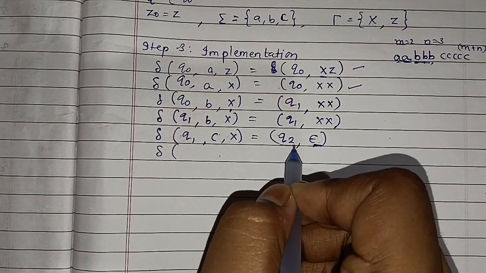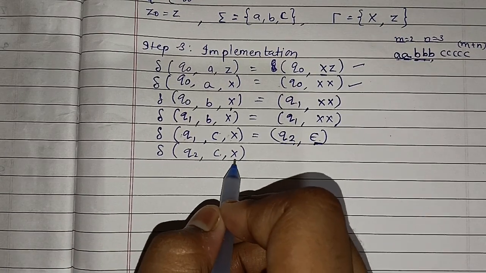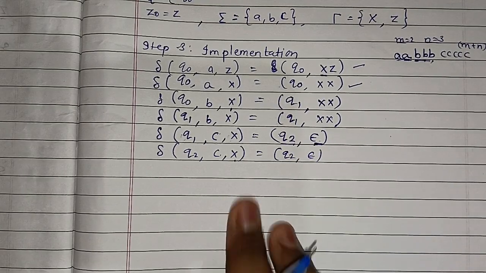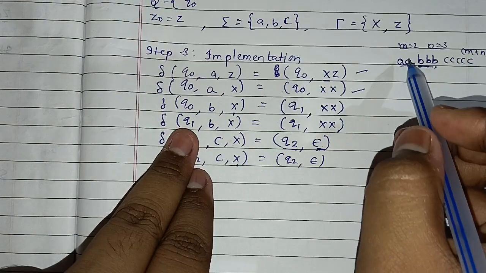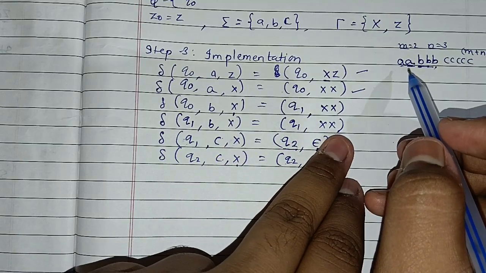Now see, it has changed the state, Q2 C and X, meaning the stack top can be X also. Stay in the same state and pop again. Now see, in Q1 BX, we are in Q1 and we are pushing XX.